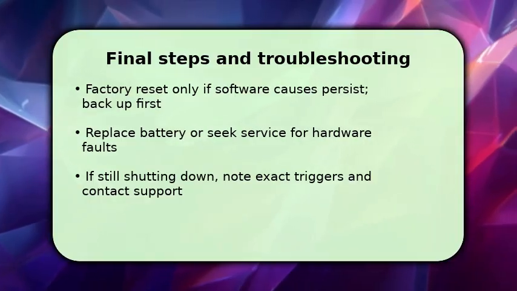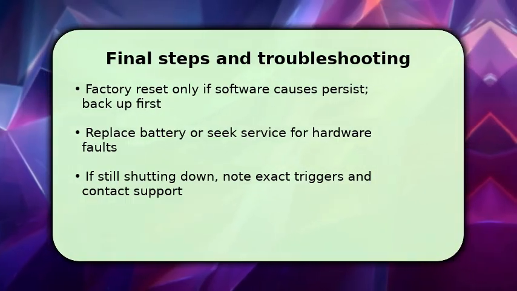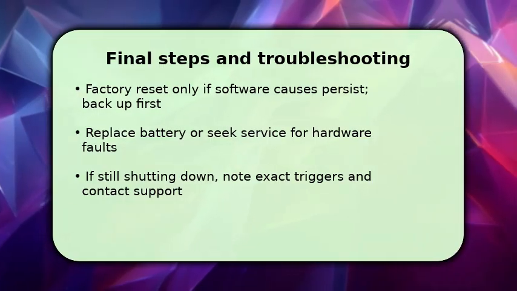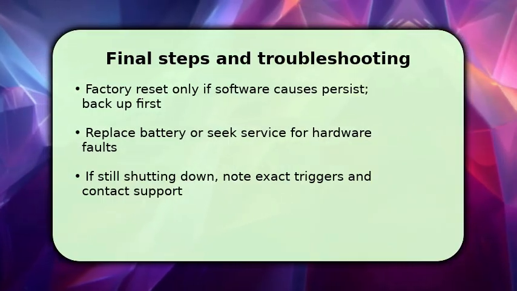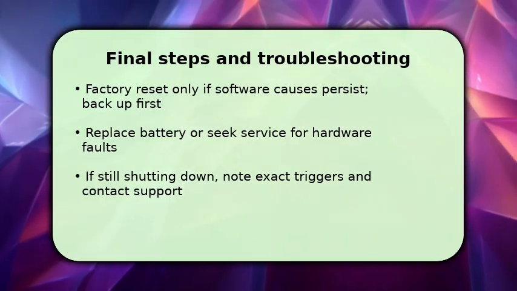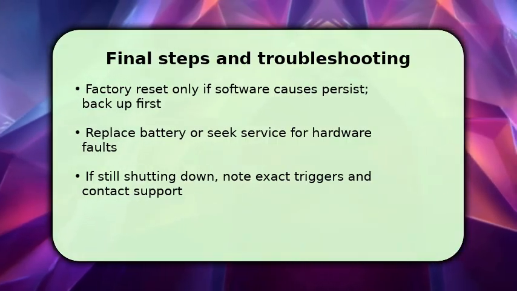After resetting, monitor behavior. If shutdowns continue, replace the battery or consult a technician because hardware failure or a damaged power circuit is likely. If problems persist, make detailed notes: when it happens, battery percent and temperature. Then contact manufacturer support with those specifics, so they can escalate the repair effectively.